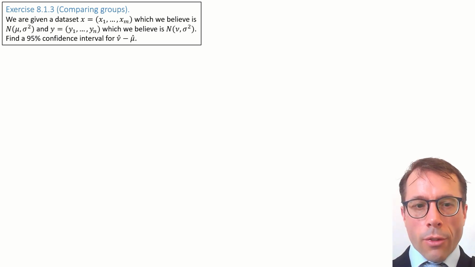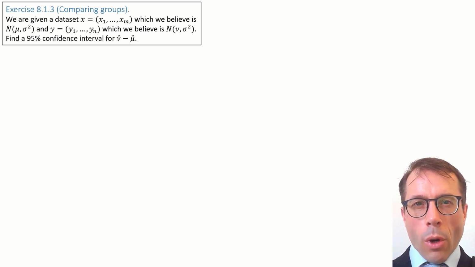Now for another example. This example will show us a really common pattern, turning an interesting question about your dataset into a question about a model parameter. Here's the example. Pause the video and read the question. We're given two datasets, X and Y, and we want to know how similar they are. We're asked to model the X dataset as drawn from normal of mu, sigma squared, and the Y dataset as drawn from normal of nu, sigma squared. And we can estimate the difference between the two datasets by the statistic nu hat minus mu hat.